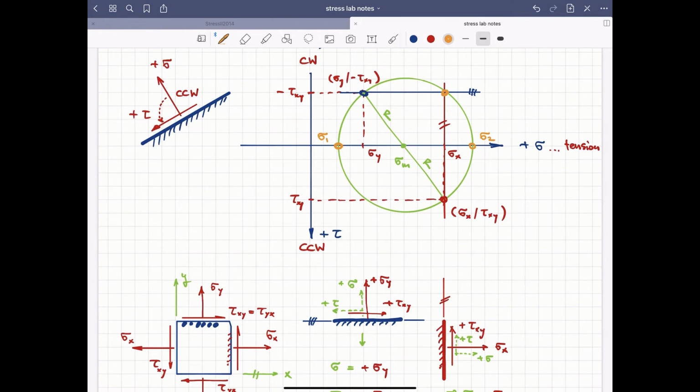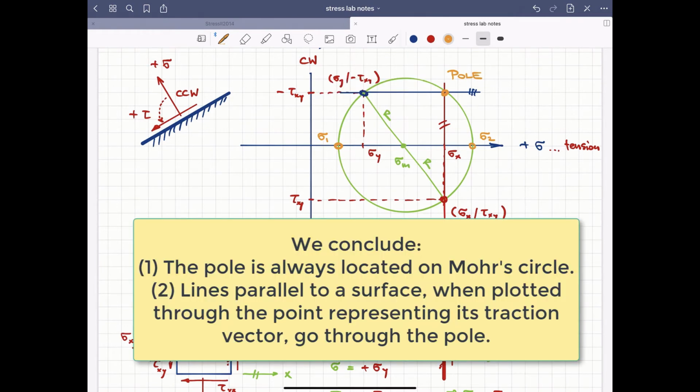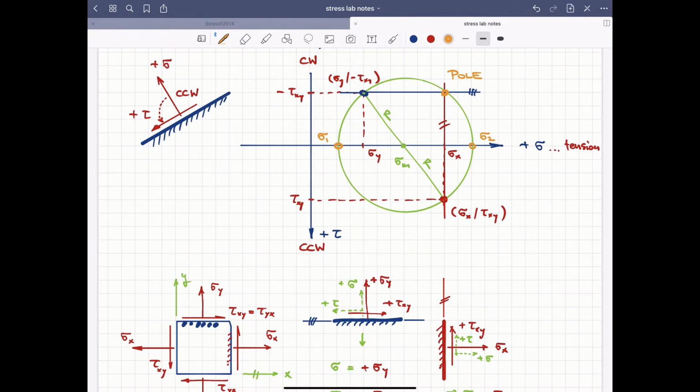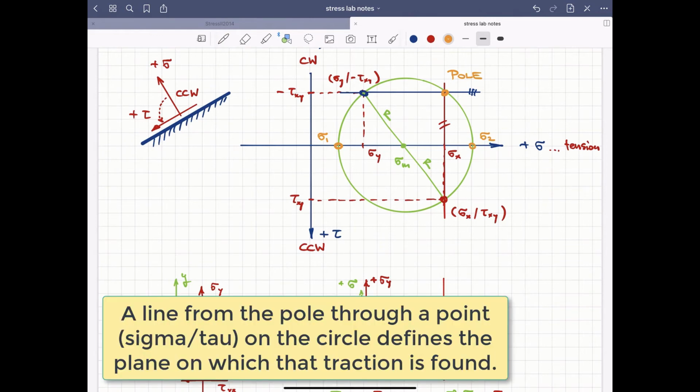These two lines meet on Mohr's circle, and that point where they meet, we call the pole of the current stress state. We conclude that the pole is always located on Mohr's circle, and that any line parallel to a surface through a point goes through the pole. Reversing this argument, we conclude that any line from the pole through a point on Mohr's circle defines the surface on which the associated traction will live.